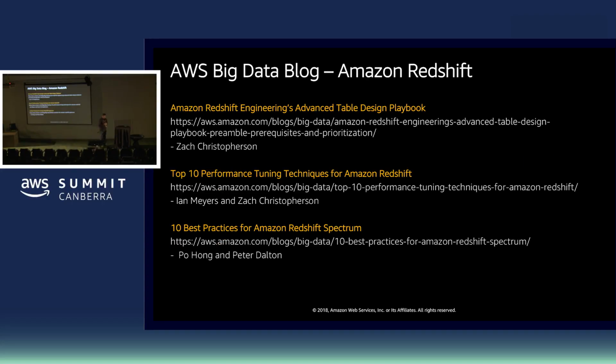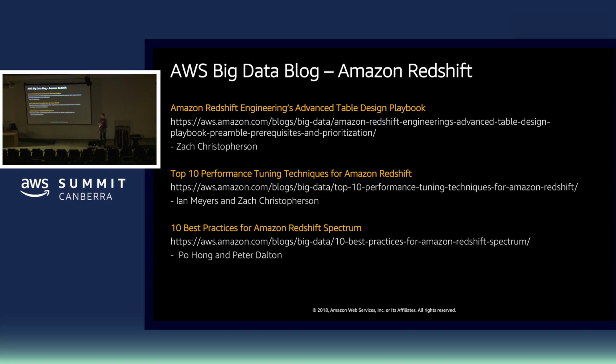So these 3 blogs, the first one, the table design playbook. Please take a printout of it and keep it on your desk. Anytime you are doing data model design, please refer to this. Very critical, highly recommended. Then, Top 10 performance tuning techniques for Amazon Redshift. It covers a lot of what I spoke about today, but in more depth. Please refer to this blog as well.